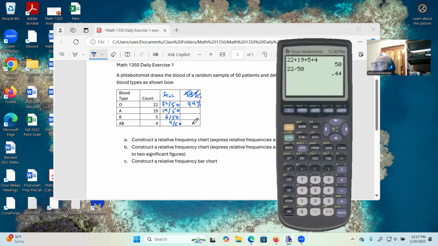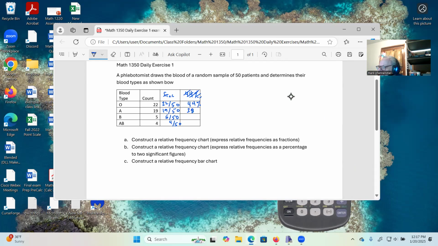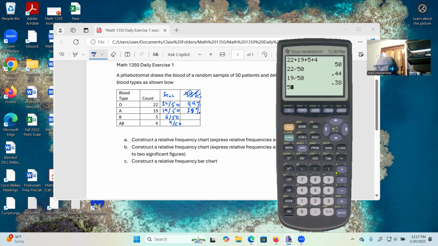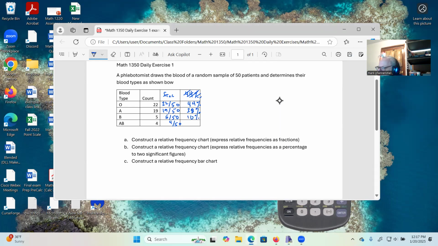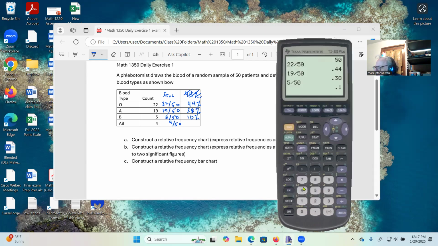The next one, we have 19 over 50. It's nice that it's 50 because it divides out evenly, but I said for you guys, go ahead and convert to two decimal places. So this is 0.38. We change that to a percentage, we want 38%. Next up, we have 5 divided by 50, which I shouldn't need a calculator for, but we're going to get 10% for that. Again, move the decimal place over twice, we get 10%. And finally, 4 out of 50.